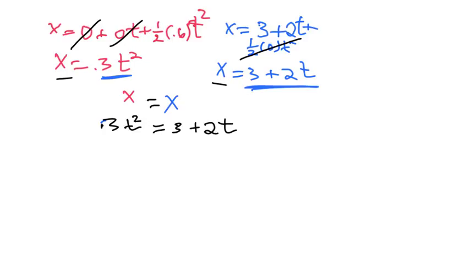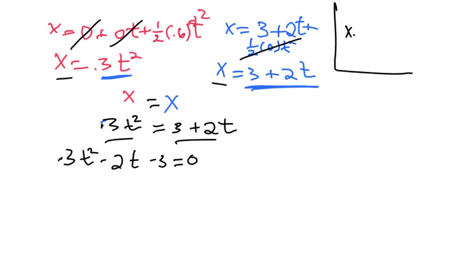Okay, now I can solve for t. It's a quadratic equation, which is kind of a pain, but I can get all of my variables on one side. Okay, so I'm going to rewrite this as 0.3 t squared minus 2t minus 3 equals 0. I'm going to go ahead and use the quadratic equation. So just as a side, that's x equals negative b plus or minus the square root of b squared minus 4ac all over 2a.